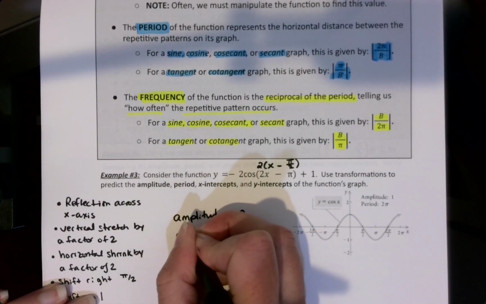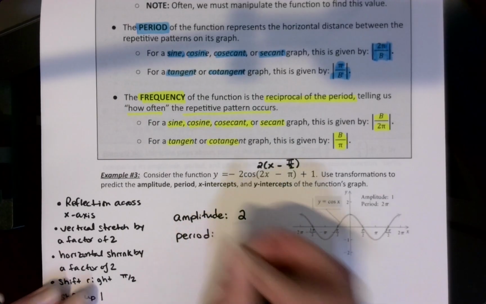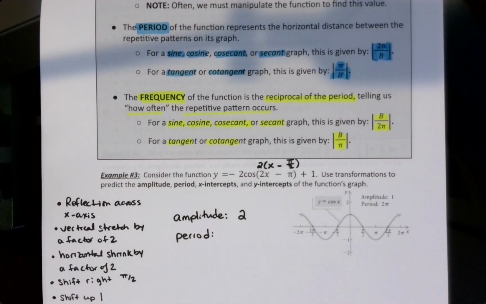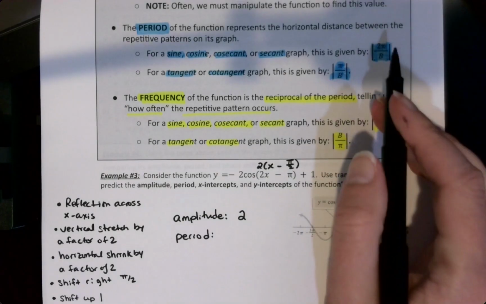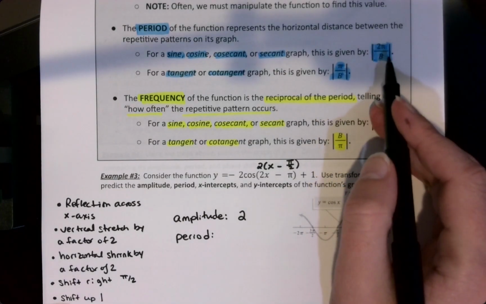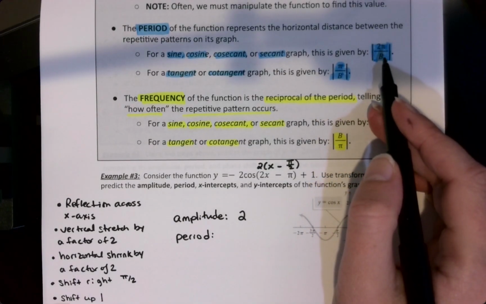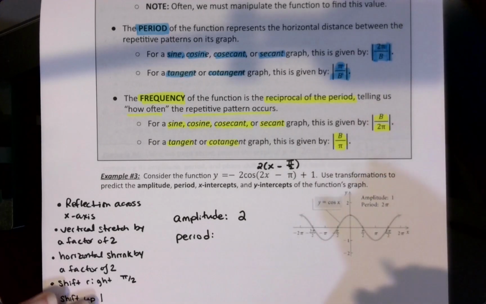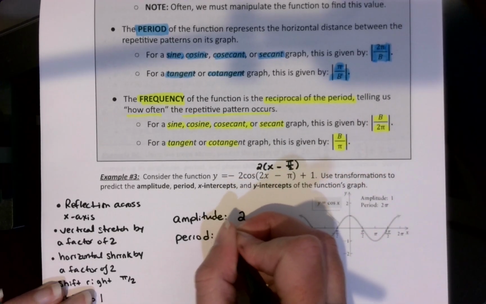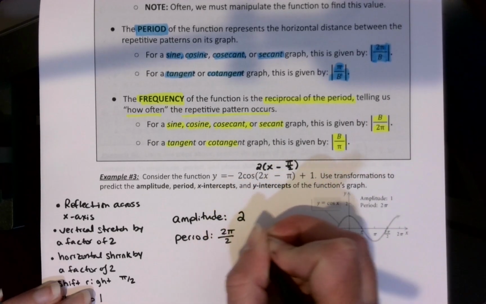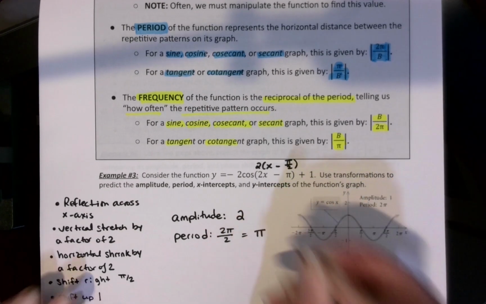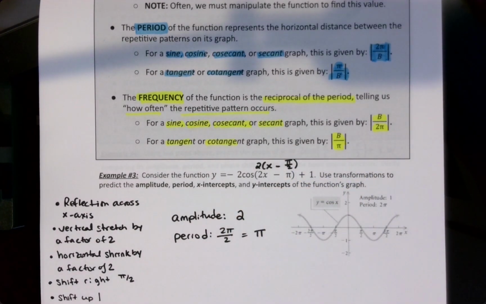Period. The period of the parent function is 2 pi, so I need to take 2 pi divided by b, where b is the horizontal stretch or shrink factor. In this case, it was a shrink by a factor of 2. So 2 pi divided by 2 is going to be pi for the period.